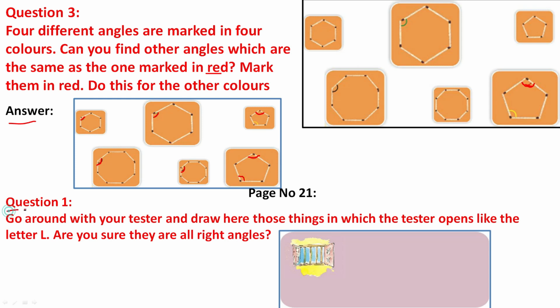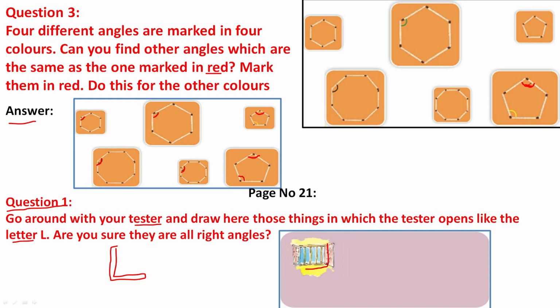Question number 1. Go around with your tester and draw here those things in which the tester opens like the letter L. You know, the tester looks like an L shape. This is actually the tester. Are you sure they are all right angles? Yes, you can use the tester for measuring the angles in the window.